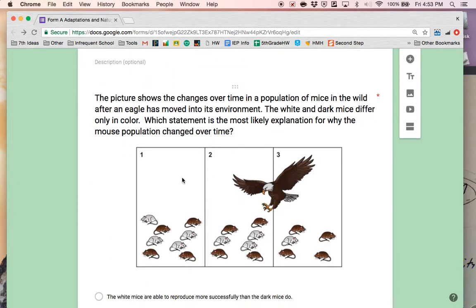Look at this picture. We have changes over time. So we have picture 1, picture 2, picture 3. And look at the population of mice. We have an equal number of brown to white. Then we have more brown than white. And then we have more brown than white. In fact, the browns don't change at all. There's 4, 4, 4. The whites go from 4, 3 to 1. What does that say about the predator? What's the explanation with this change over time?